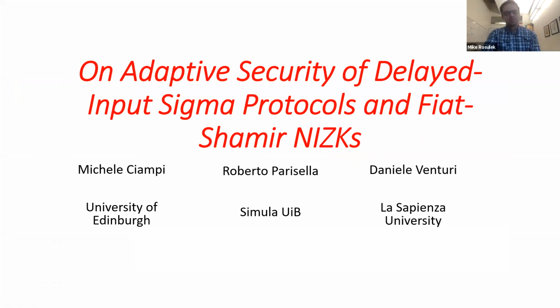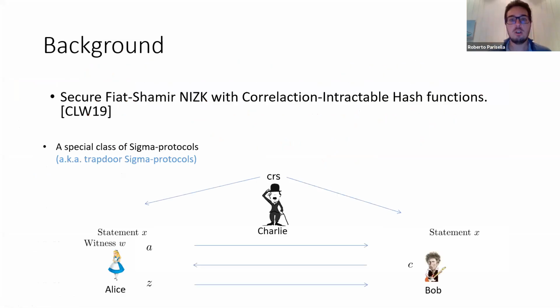So I'm going to present my work. The title is On Adaptive Security of Delayed Input Sigma Protocols and Fiat-Shamir NIZKs, and I did it with Michele Ciampi and Daniele Venturi. We deal with Sigma Protocols, which I recall briefly are 3-round interactive proofs of knowledge. So there is an algorithm called the prover that has to convince another algorithm called the verifier that it has a pair of statement and witness. And one of the features is that the second message, the only one sent from the verifier to the prover, is just some randomness. And so it's a public coin proof of knowledge.